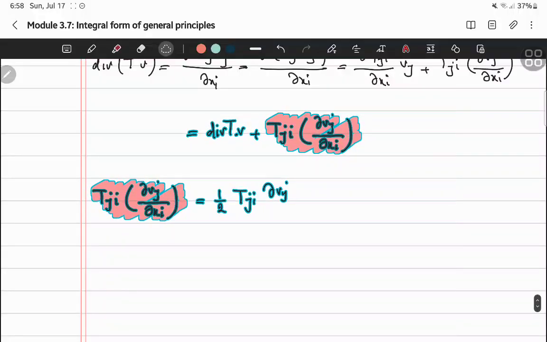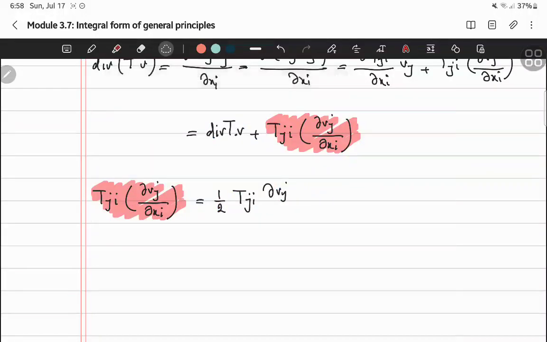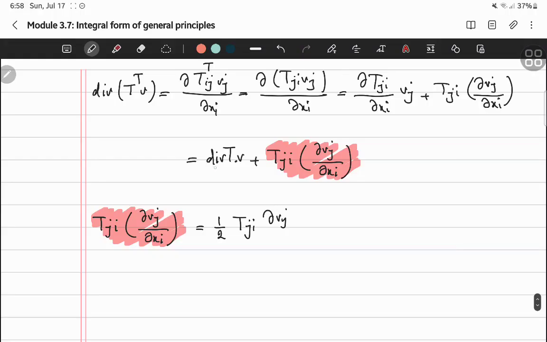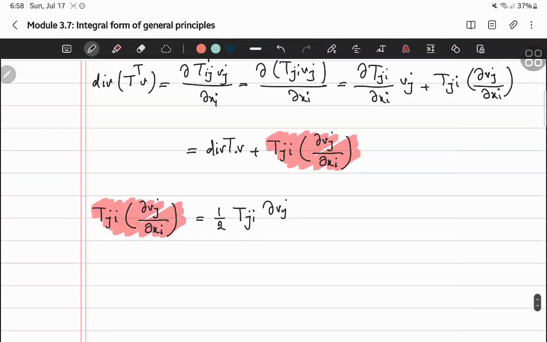So we have to push this bit up. So this is the divergence of t dot v plus t_ij, this in here. And for this one, we can write this from the stress power module. We know that we can write this as partial derivative of v_j with respect to x_i, plus, again, half of this value, so t_ji partial derivative of v_j with respect to x_i.